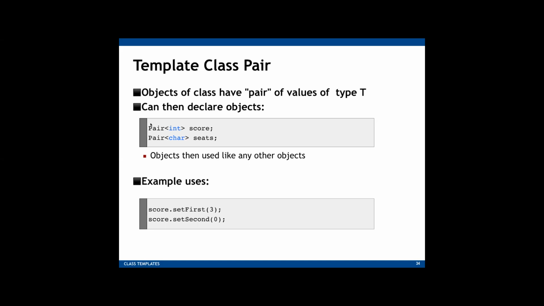And once you define the class and declare the objects like this, you can use the objects just like any other objects of ordinary classes. So for example, if you look at this, using the score object, we are calling a set first member function using the dot operator. Nothing new here. This is the way we call the member functions of an ordinary class. So the syntax for calling the member function using objects of the template class is the same.